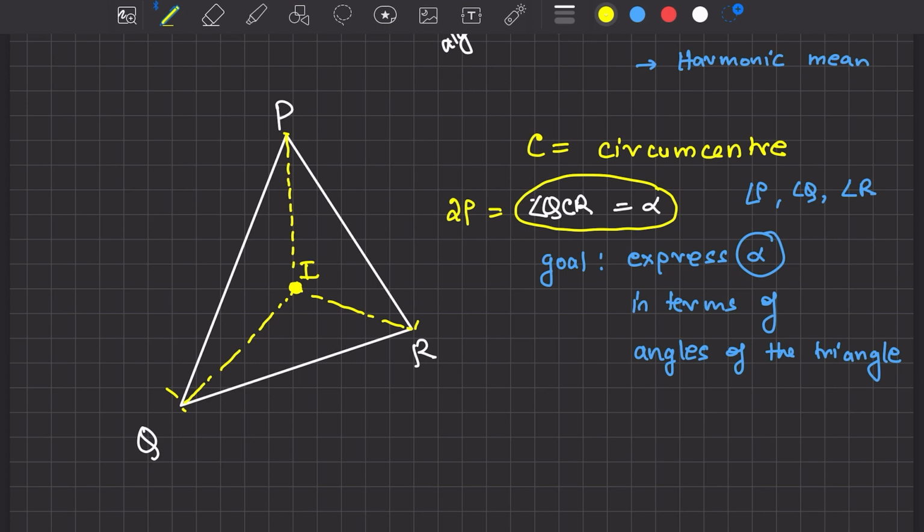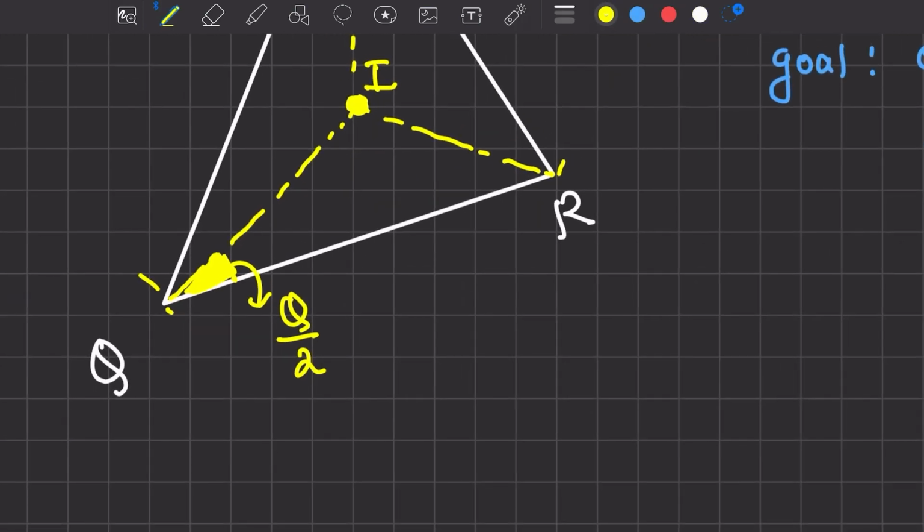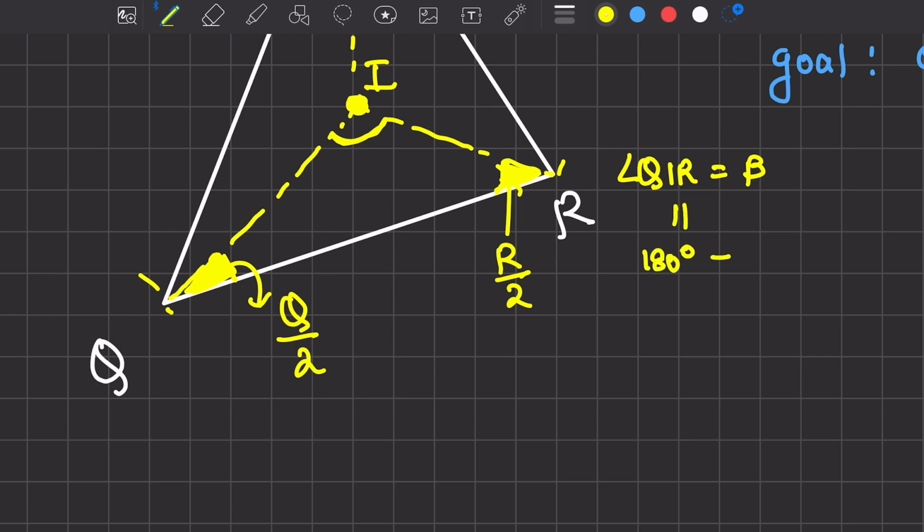So this angle right here is Q over 2. This whole angle Q divided by 2, because this is an angle bisector. Similarly, angle R is divided by the bisector into two parts. So this angle right here is R over 2. Therefore, the angle at the incenter, or angle QIR, which we call beta, is simply 180 degree minus Q by 2 minus R by 2.